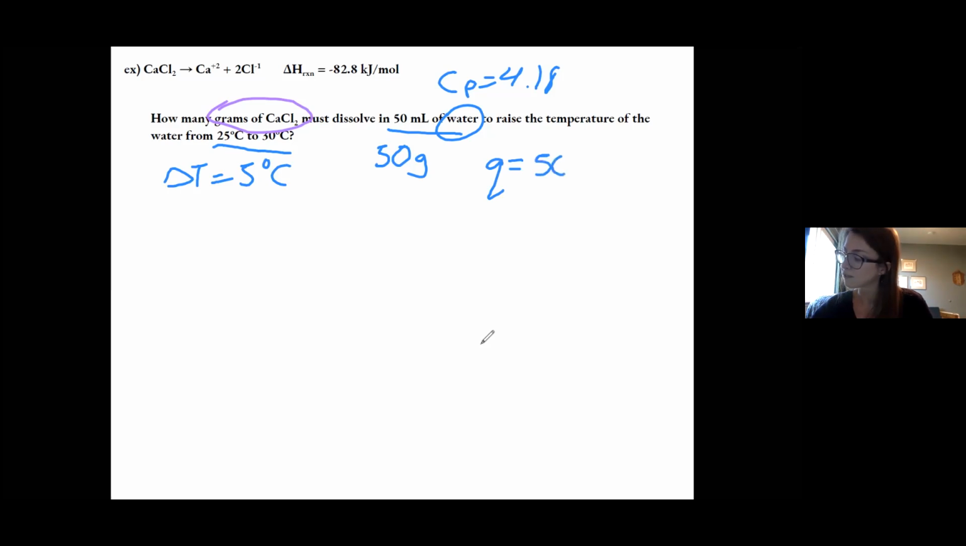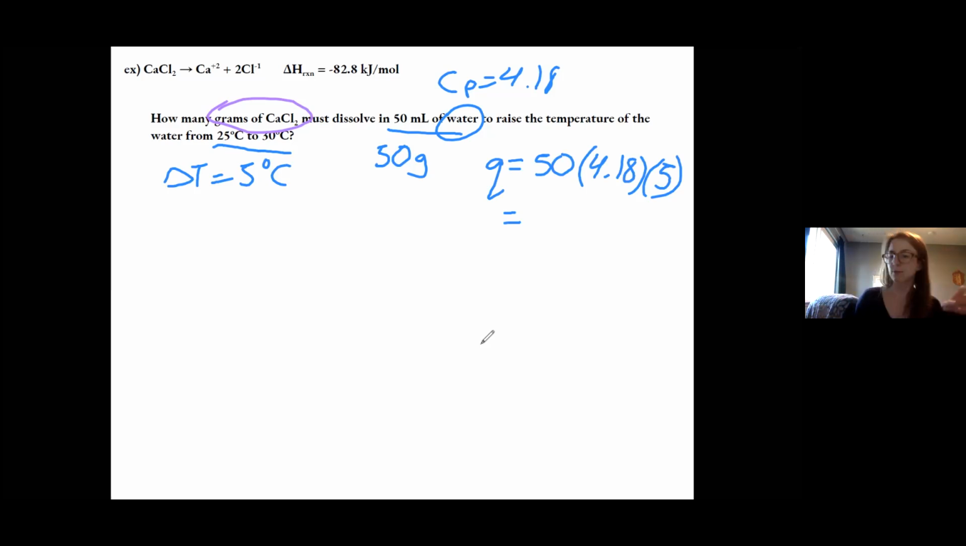The mass of the water is 50. The Cp of the water is 4.18. The delta T of the water is 5. Everything I'm using in Q equals mCp delta T is always about the water when we're talking about these problems with some reaction happening and the heat being absorbed or released by water. Always, always, always, the Q equals mCp delta T is about water. 50 times 4.18 times 5. We get 1,045. And this is joules because the 4.18 value is in joules per gram degree Celsius.